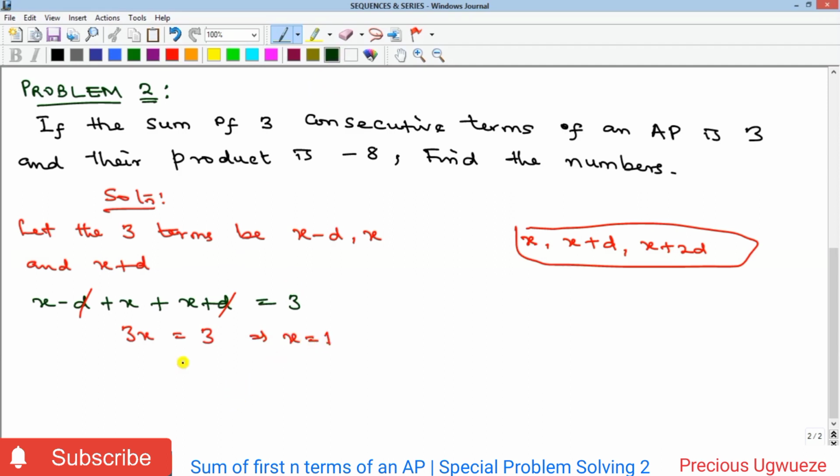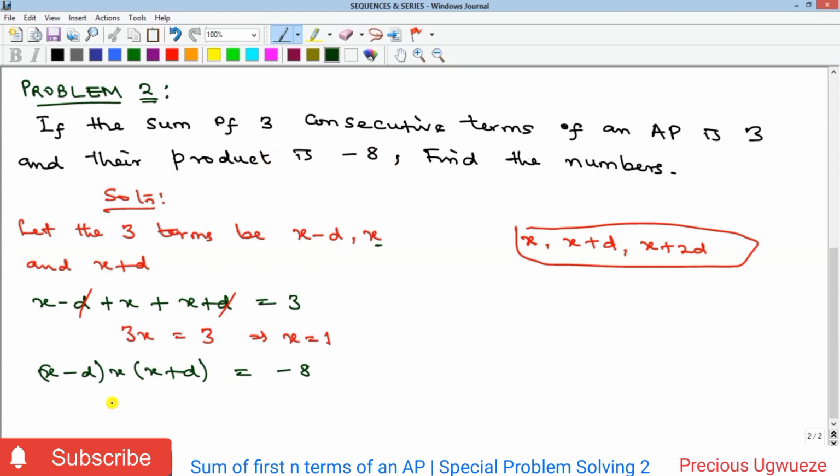Now, let's go for the next condition. The next condition says that the product of the three, that means x minus d times x times x plus d, is supposed to give us -8. All right. Since we already have the value for x, all we need to do is to substitute. Remember, we are only looking for d now. We have already gotten x, which is the value of the second term. So we need to get the first term and the third term that will form these three consecutive terms.